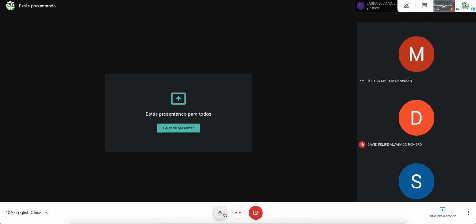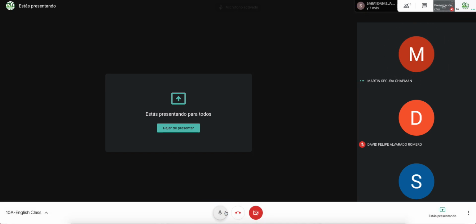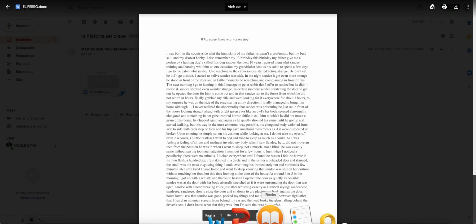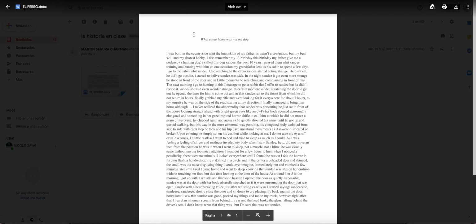So repeat with me. The dog movements. The dog movements are... ¿cómo se dice antinatural? How do you say antinatural? Not natural. Okay, the movements. Not natural. Go ahead. Continue. Movements of the dog are not natural.